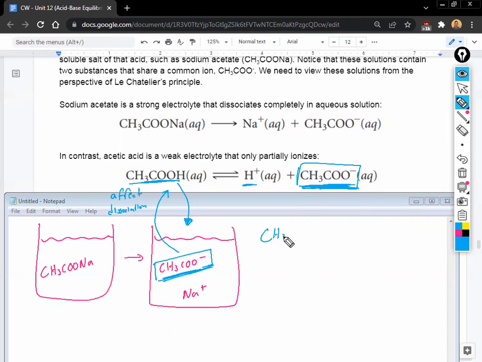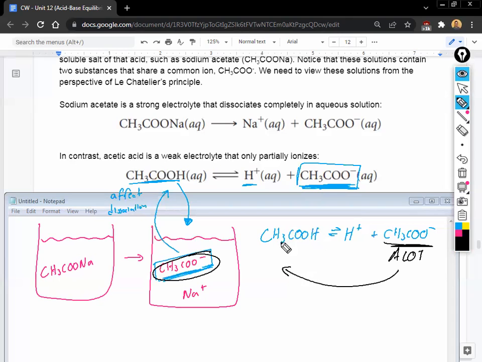Just to reiterate, this is the dissociation of acetic acid. If I have a lot of the acetate ion, which I do because it's already in the solution, it's not going to want to break the acid down. So the reaction is going to shift to the left. It's the Le Chatelier principle: if you have a lot of something on one side, it shifts to the other side. The acetic acid is not going to break down as much because it already has a lot of the conjugate base on the other side. That's the common ion effect. So the common ion effect is, if you already have one of the ions in a solution, it's going to prevent the acid from breaking down as much.